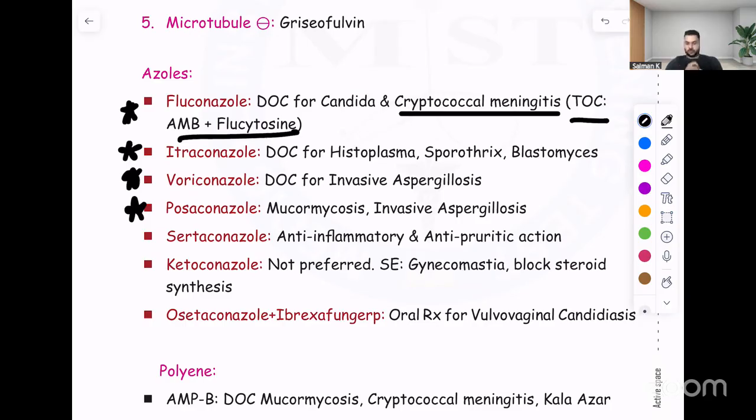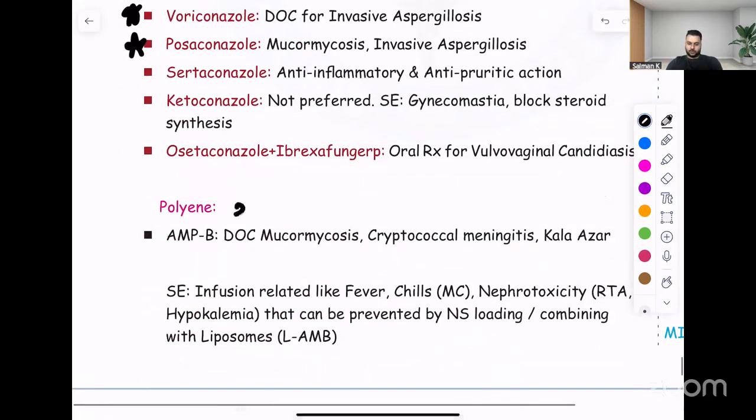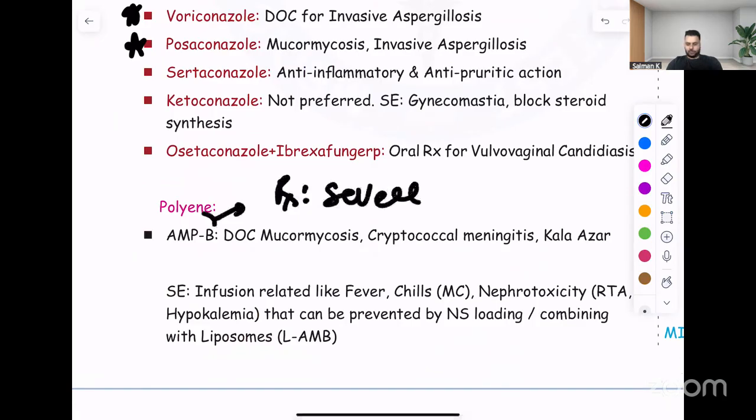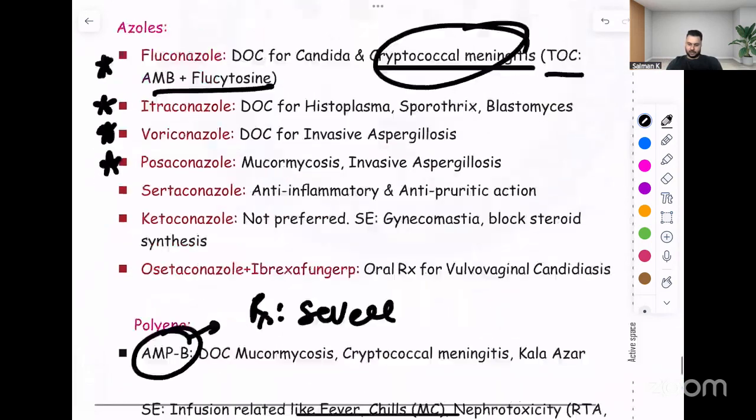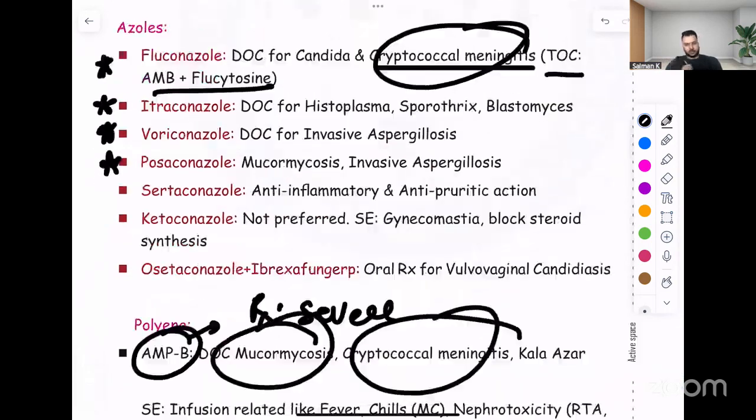Now, amphotericin B is usually used in serious infection. Treatment of something severe, we are going to go for amphotericin B. So I just told you it's used in cryptococcal meningitis. It's written here, mucormycosis, etc. That's about it.